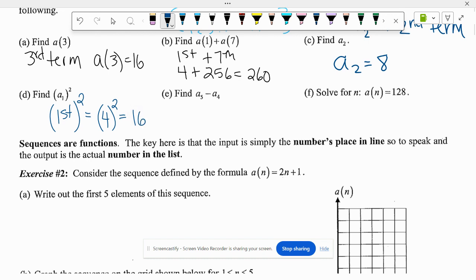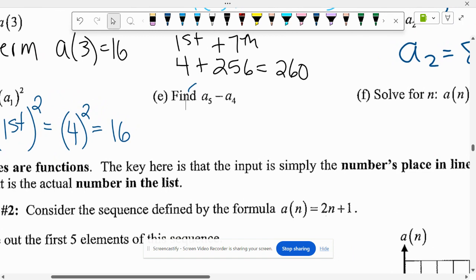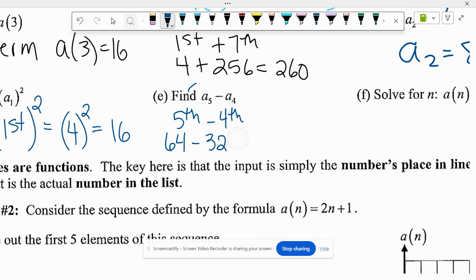Example E asks me to take the 5th term, and from it, what am I going to do? Subtract the 4th term, right? So I need the 5th term minus the 4th term. Well, the 5th term is 64 minus the 4th term, which is 32, equals 32. Good job. How are we feeling about this?